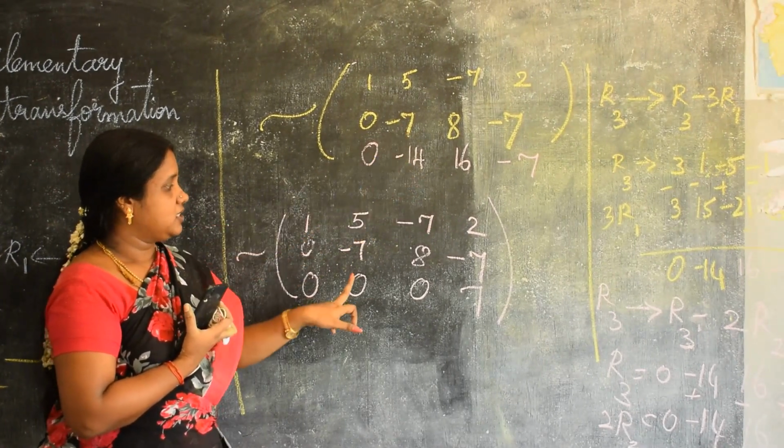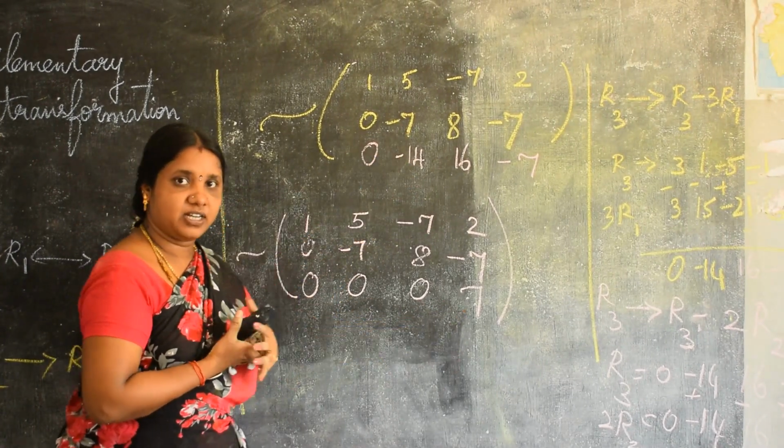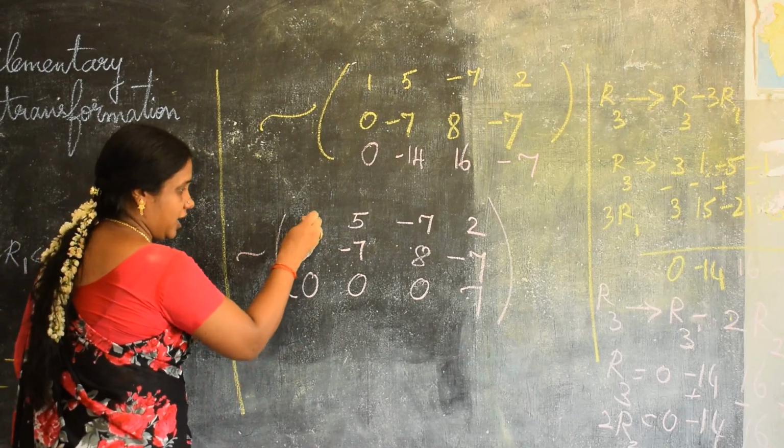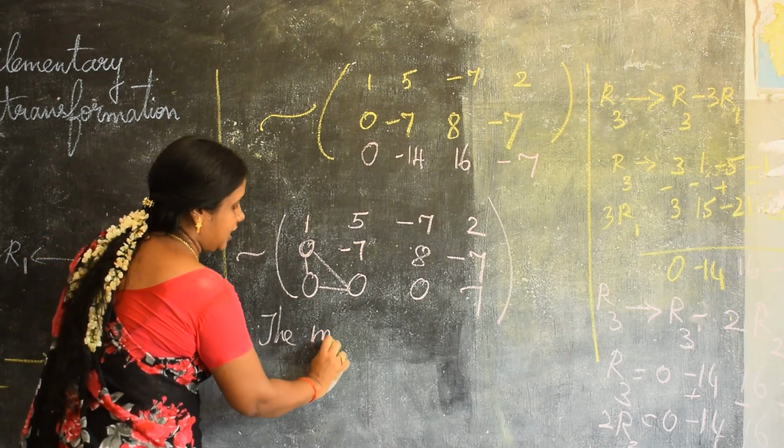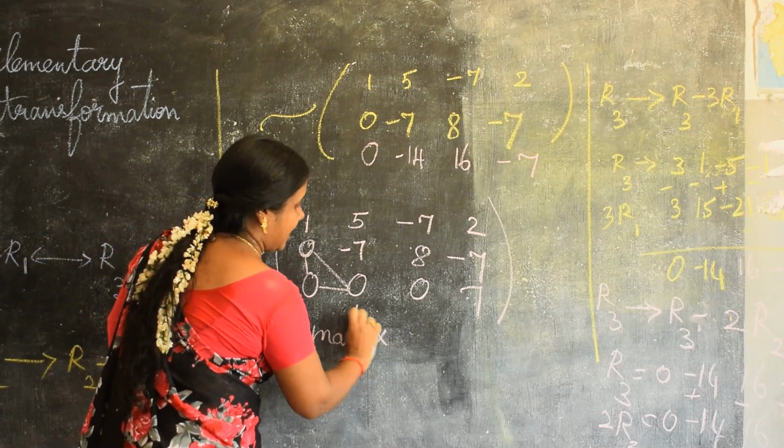Now see, I got 1, the triangle shape has come. Now the matrix is in echelon form.